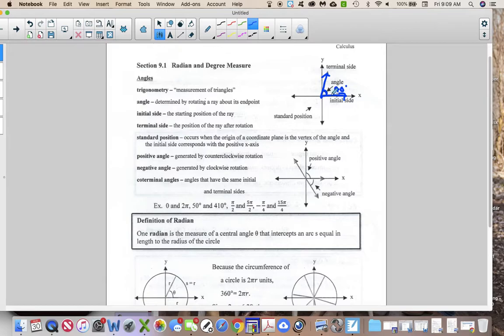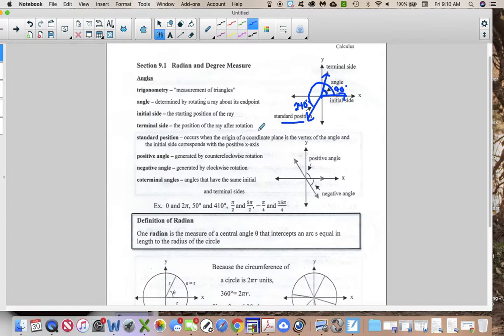Okay, we could rotate that around again and maybe put an angle over here. That would have to be greater than 180 degrees, which is just from here to here. So maybe that is 240 degrees or something like that. And so we have an initial side, which is always on the positive x-axis. Your terminal side is where it stops, and then your angle is the measurement between them, and that's always when it's in standard position.